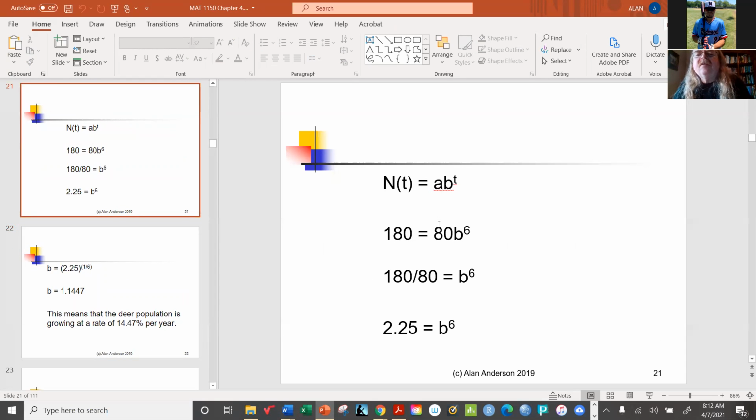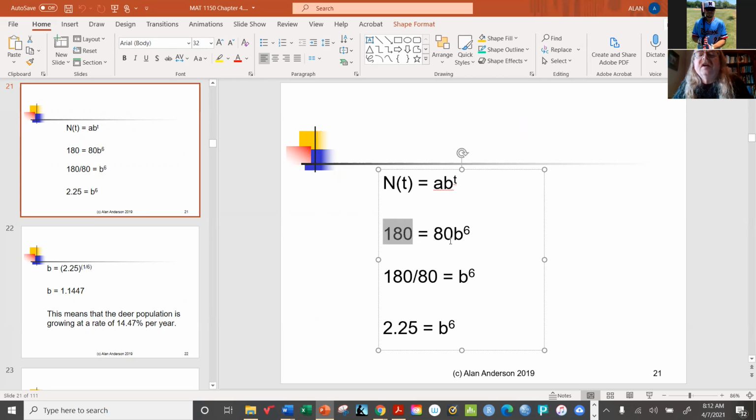So we've got a, remember, was the initial value of this function, which would be 80 in the year 2006, or t equals 0. When t equals 6 in 2012, the deer population has reached 180. So we have 180 equals 80 times b to the 6th power. B is now the variable that we're looking for. It turns out b is actually equal to 1 plus the annual growth rate of the deer population.